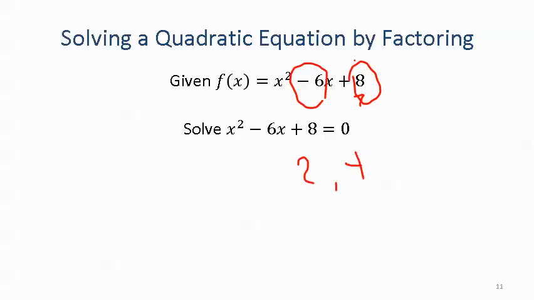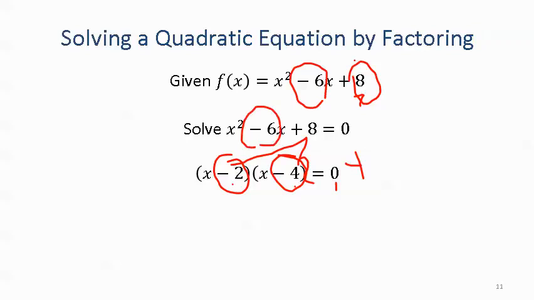Two times 4 is 8. 2 plus 4 is 6. So this could work for us. So we set up x minus 2 times x minus 4, and we come up with x squared minus 6x plus 8. Minus 2 times minus 4, the product, is 8. Minus 2 plus minus 4 gives us a minus 6. So we can see from this that our roots are going to be 2 and 4.